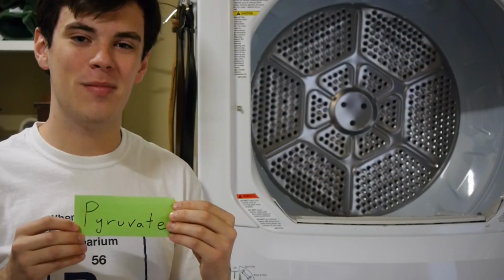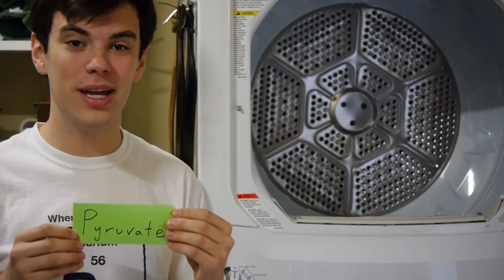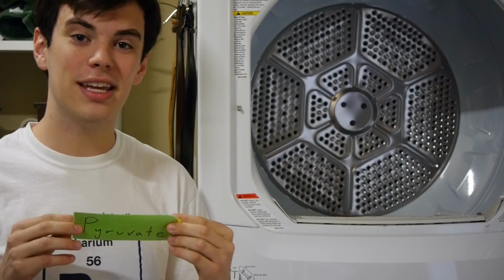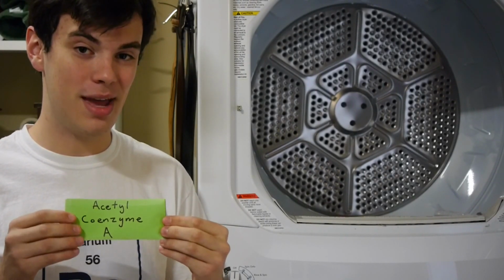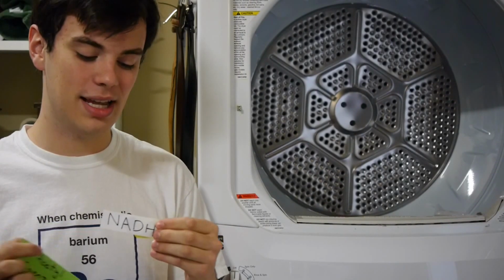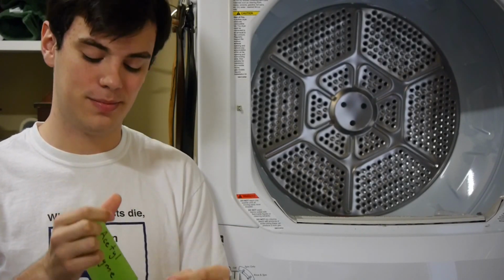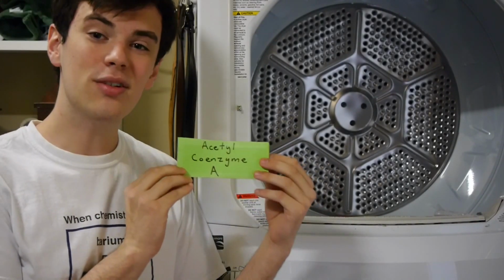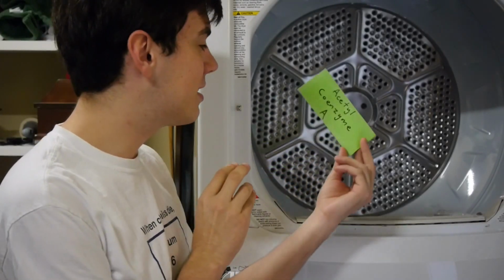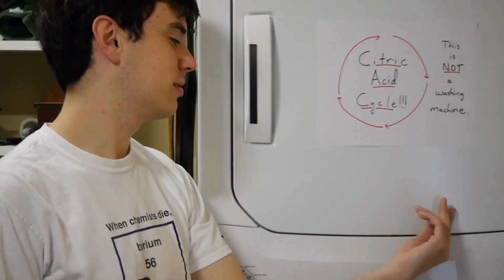The 2 pyruvate molecules then undergo a quick intermediate process, turning into acetyl coenzyme A, while also producing an NADH molecule as well as a CO2 molecule. The acetyl coenzyme A then enters the citric acid cycle.